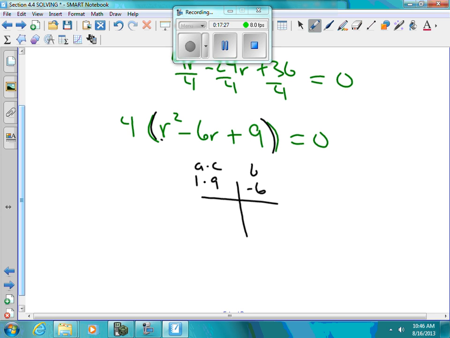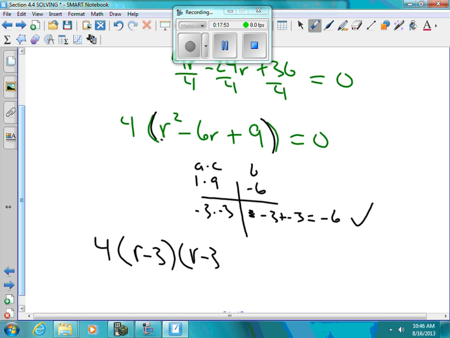So what multiplies to make 9 and adds to make negative 6? I mentioned special patterns. This looks like a perfect square trinomial to me. So hopefully you think about it. What would it possibly be? 3 and 3 or negative 3 and negative 3? It has to be negative 3 and negative 3 because it's a negative 6. So indeed, negative 3 and negative 3, that is my solution. So what's this going to factor to? r minus 3 times r minus 3, or r minus 3 squared. But we're solving, so we want to keep them separate.